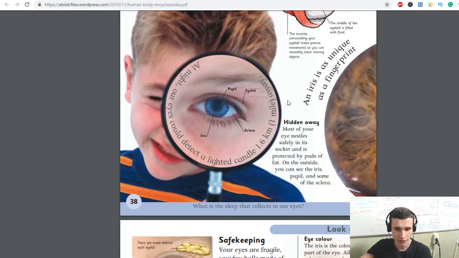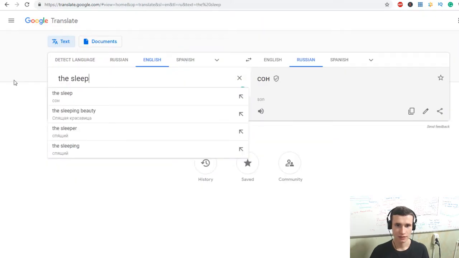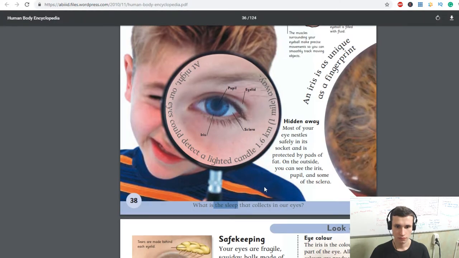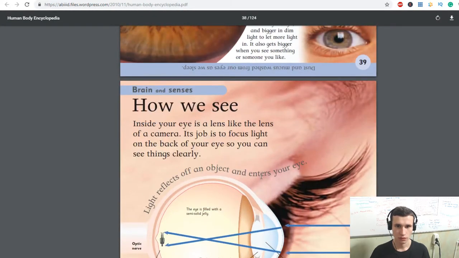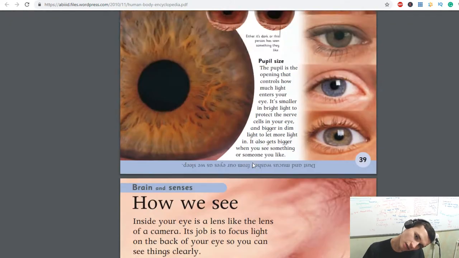What is the sleep that collects in our eyes? I don't know what the sleep is. Dust. Oh, okay.